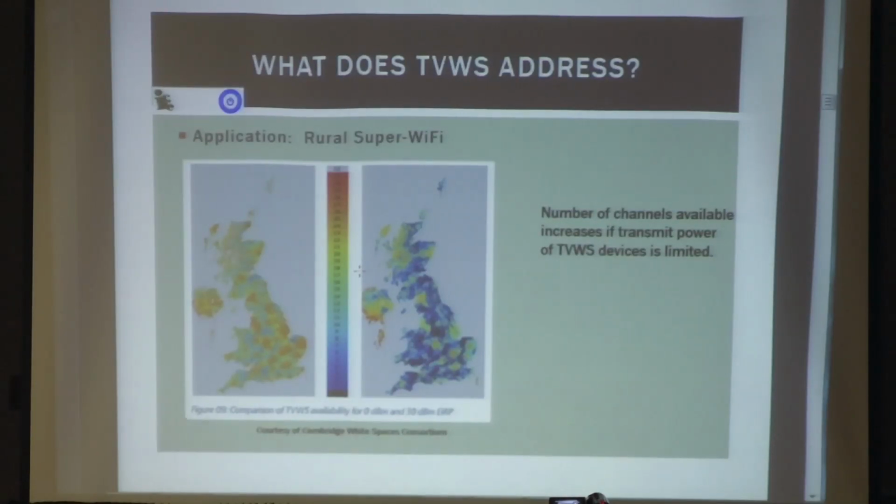And this is a similar map for the UK, where a study was done. These two graphs show the same information under two different conditions. What is shown is that if you limit the amount of power that your TV white space devices can transmit, then you can have more channels available, enabling higher data rates for your TV white space device.